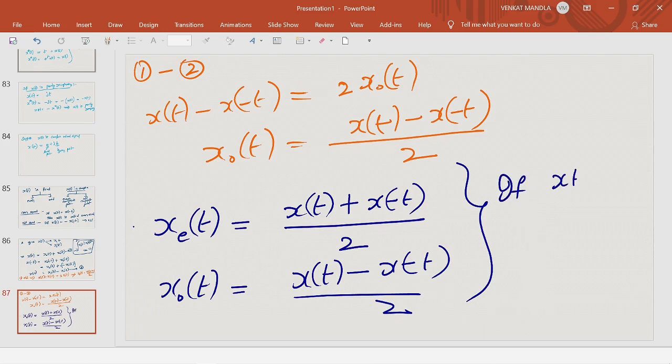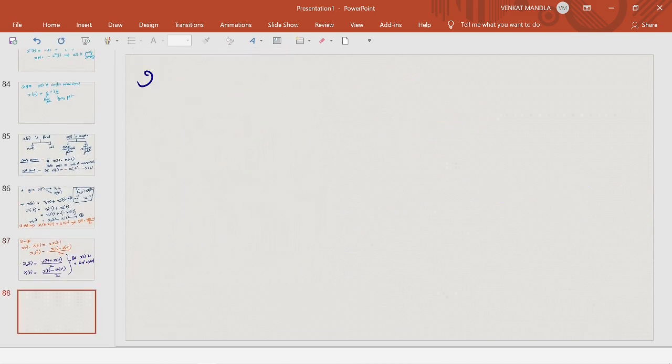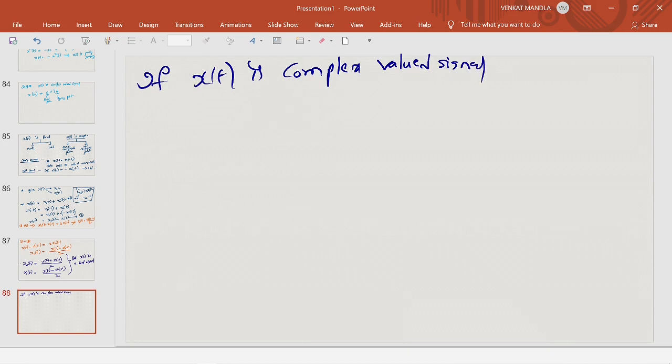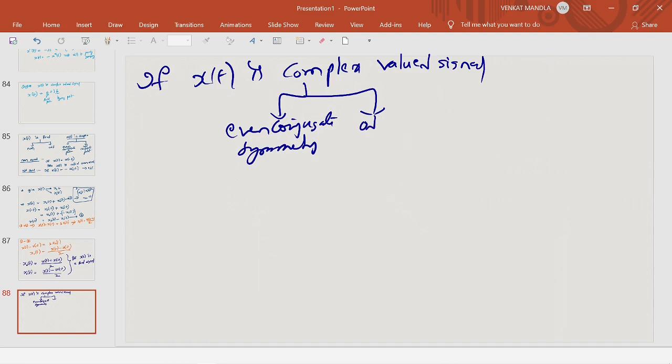If x of t is a real signal, it has its even part and its odd part. Okay, next case. If x of t is a complex valued signal, we have two parts. One is even conjugate symmetry, the other is odd conjugate symmetry. Okay, so first, what is even conjugate symmetry?